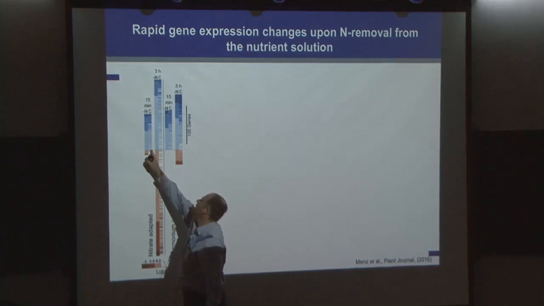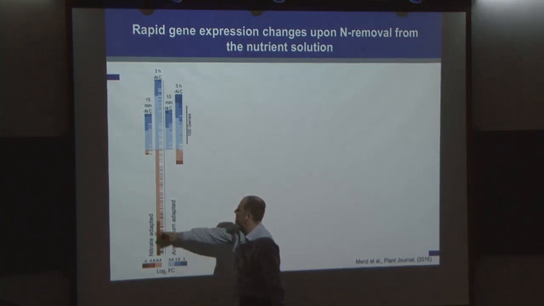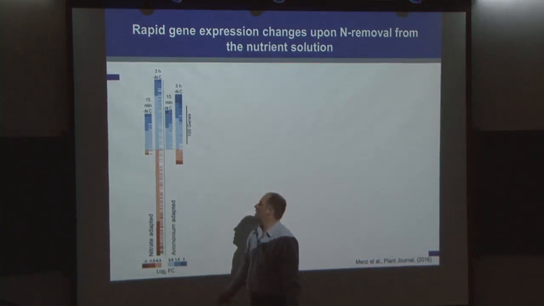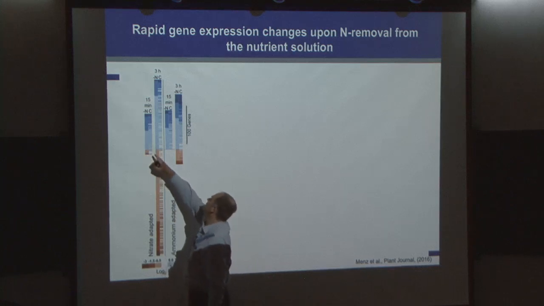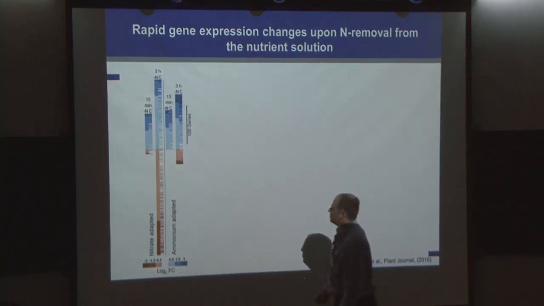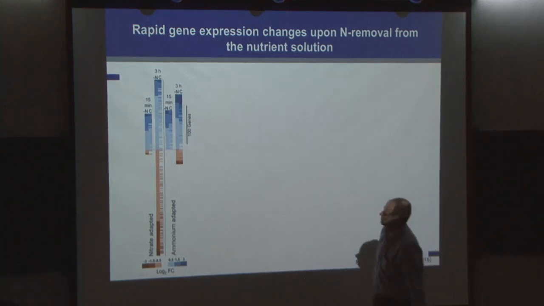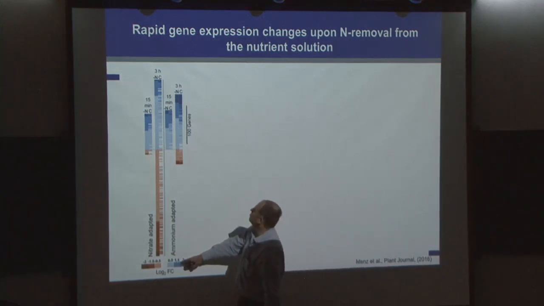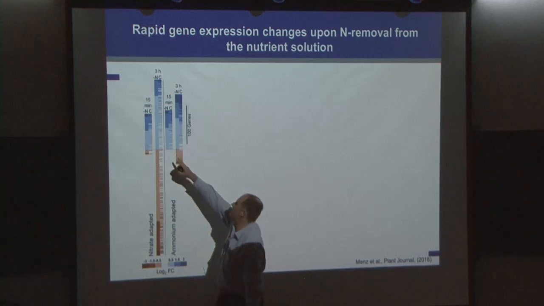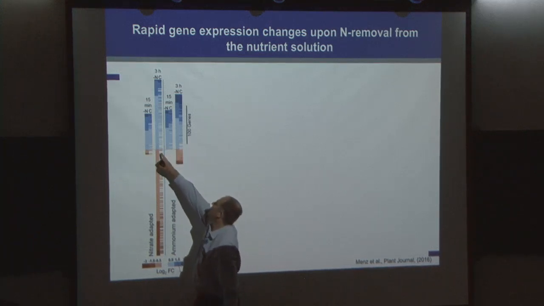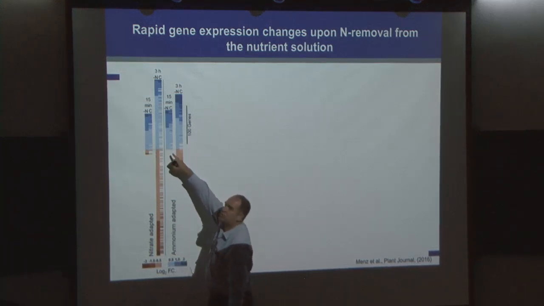And you see, after 15 minutes, in nitrate-adapted plants, not so much happens. A little bit, it's mostly blue here, this is an upregulation that mostly happens. After 3 hours, you also have this upregulation of many genes.